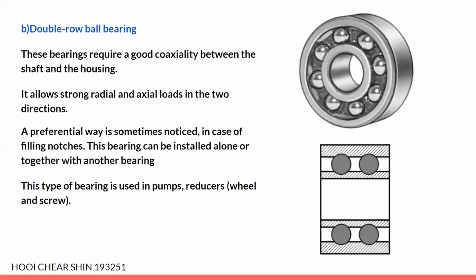Another type of bearing that is used is the double row ball bearing. These bearings require a good coaxiality between the shaft and the housing. It allows strong radial and axial loads in the two directions. A preferential direction is sometimes noticed in case of filling notches. This bearing can be installed alone or together with another bearing. Normally this type of bearing is used in pumps or reducers.